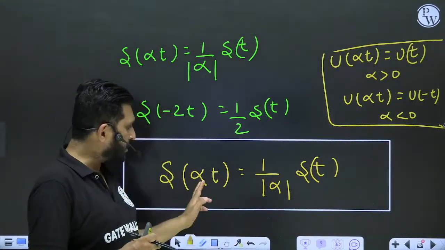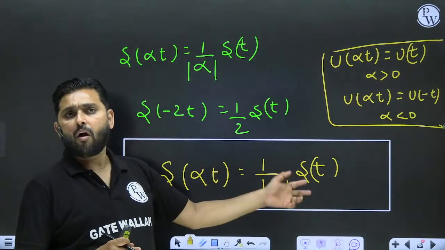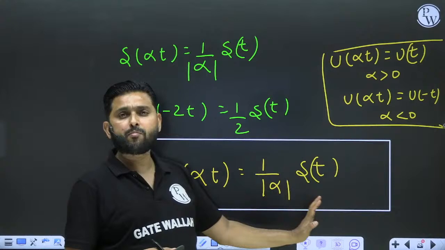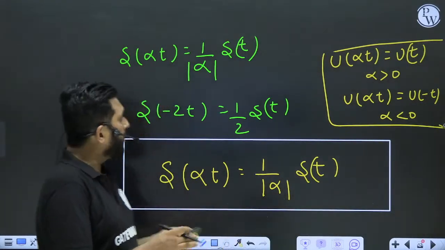If you take delta 2t, delta 3t, delta 4t, or let's say any other thing, then this area will now be 1 by mod alpha. Okay. Now let's consider this one.